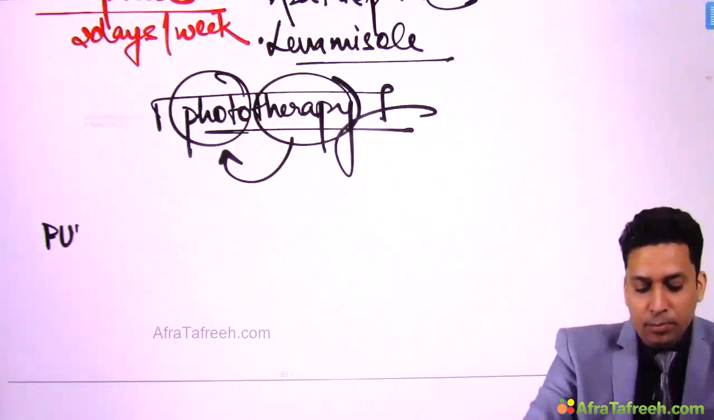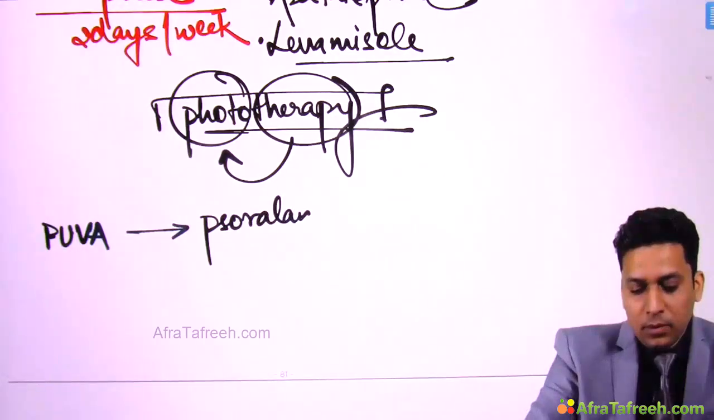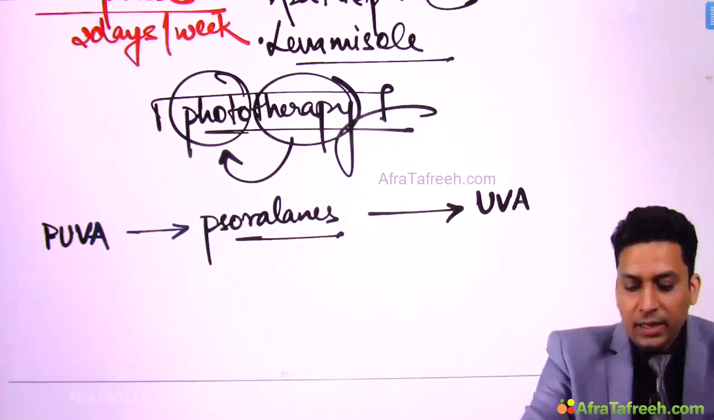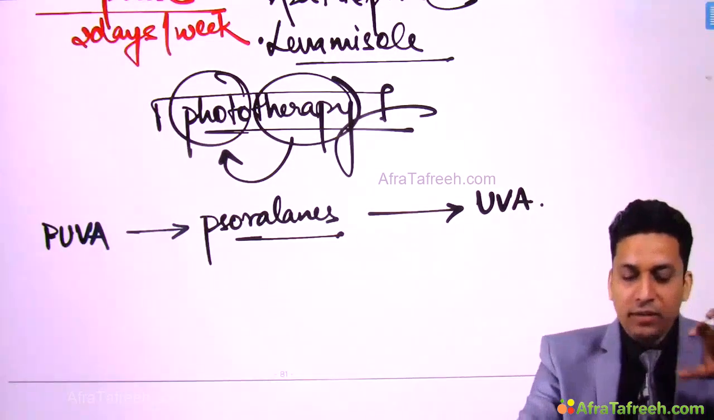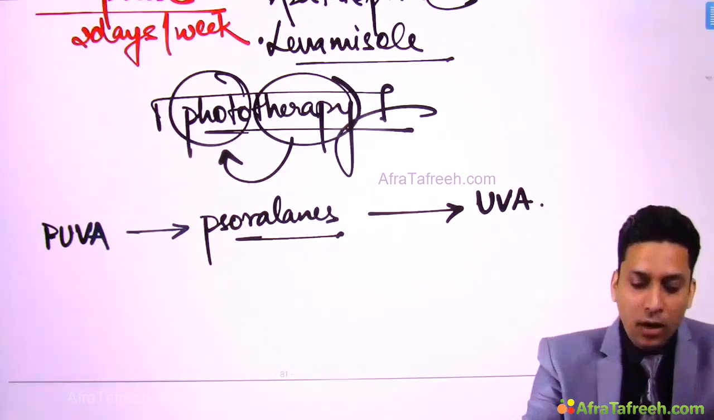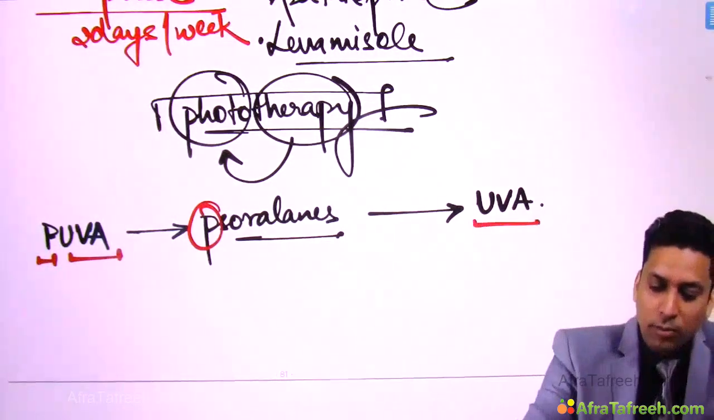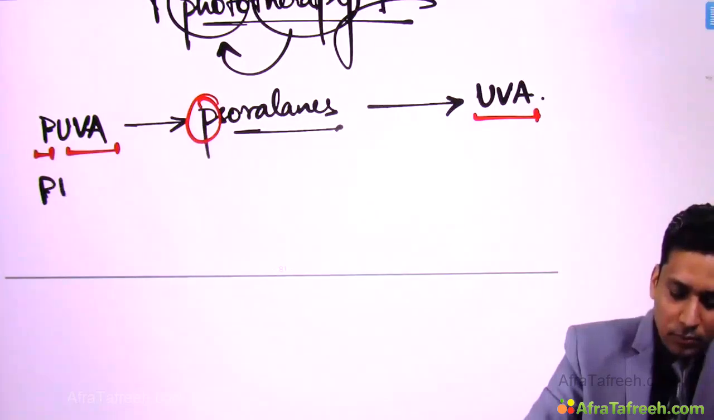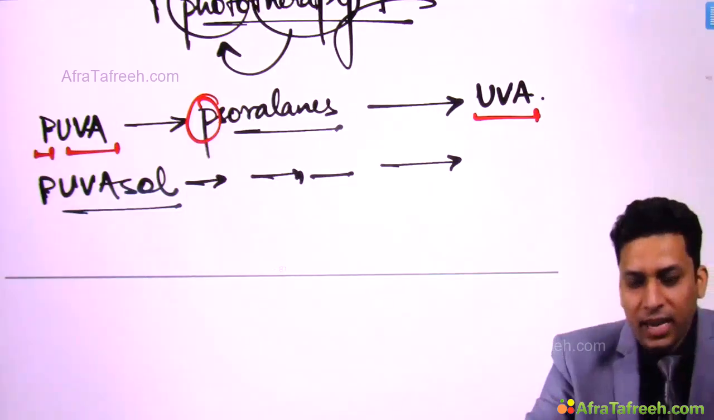One is PUVA. So in PUVA what we do? We give psoralen to the patient and then we expose to UVA light. Psoralen tablets are also available and topical psoralen is also available. So whatever you give and then expose to UVA radiation, we call it PUVA. This is very obvious: P followed by UVA, psoralen followed by UVA. Then another is PUVA Sol. Here again we give psoralen and then instead of UVA, we give sunlight.